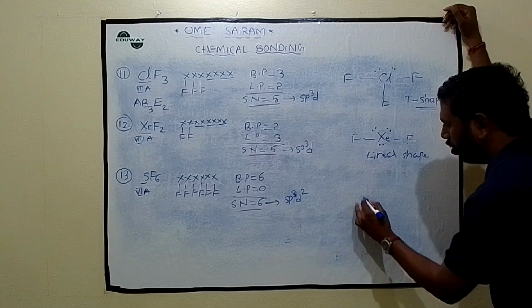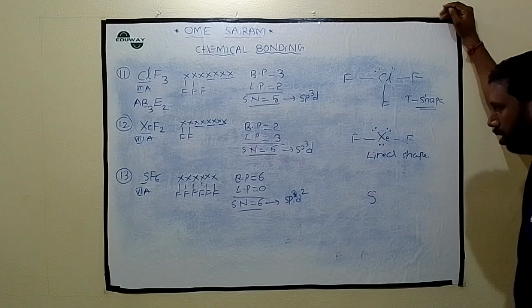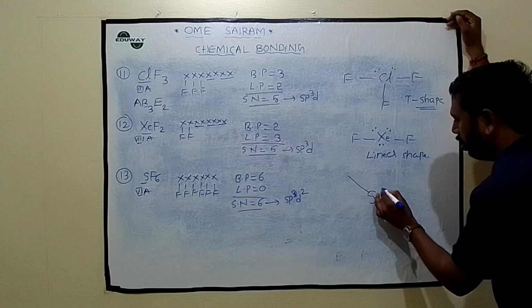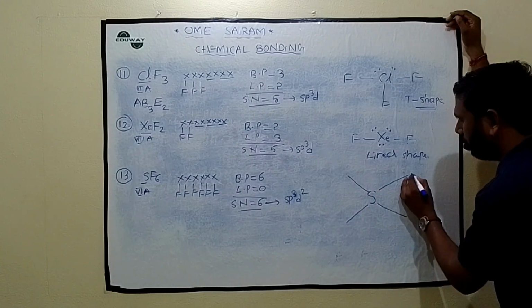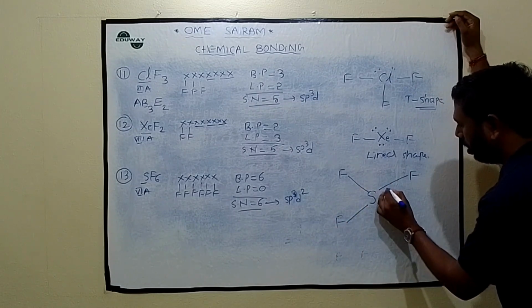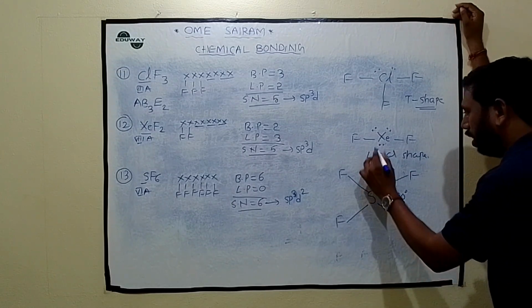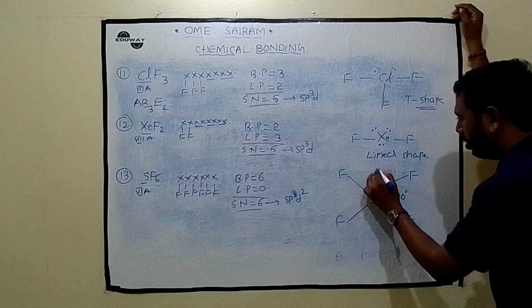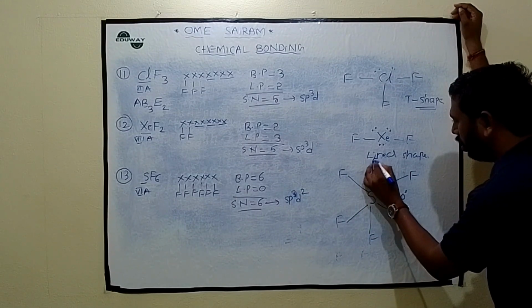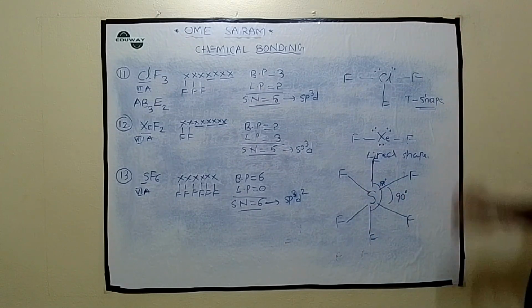And when we see the structure, the central atom is sulfur. It can form 2 types of bonds. First, 4 bonds in equatorial position, and the bond angle between any 2 fluorine atoms is 90 degrees. And the remaining 2 fluorine atoms exist in axial position, and the bond angle is 180 degrees.